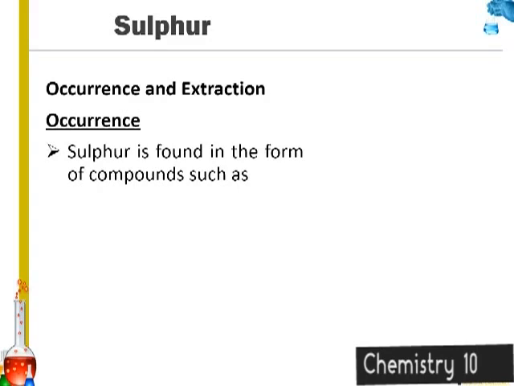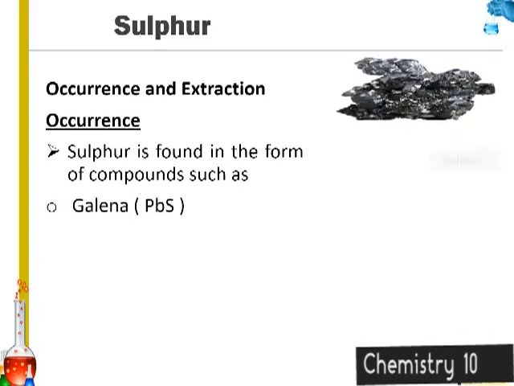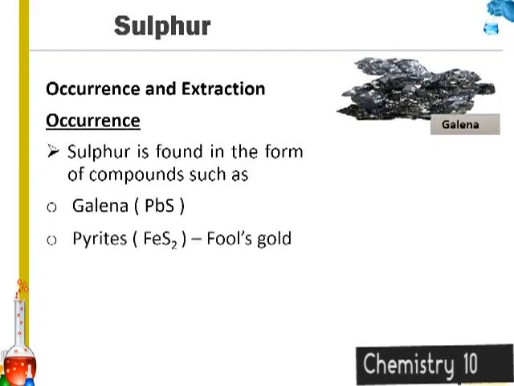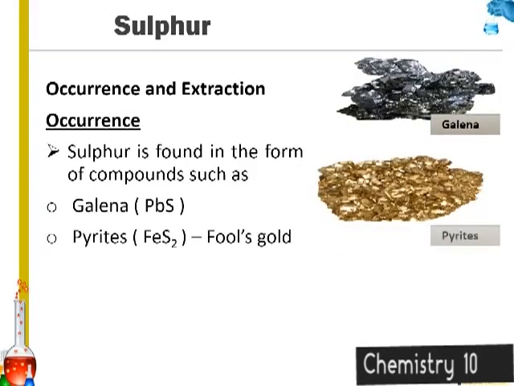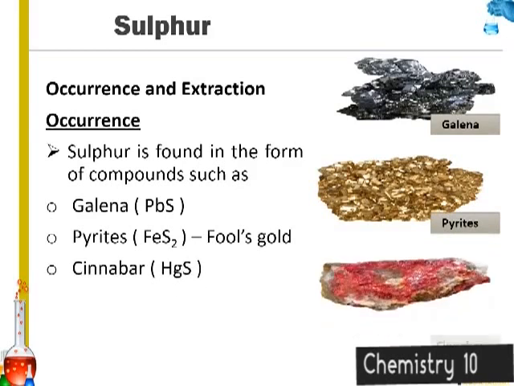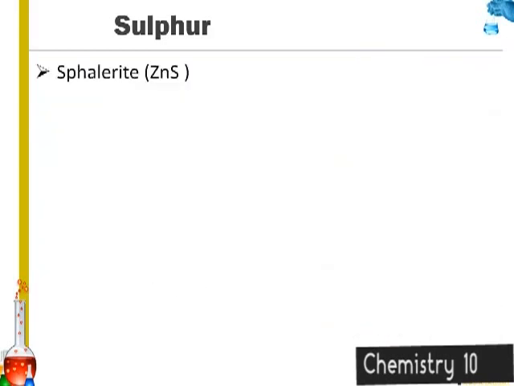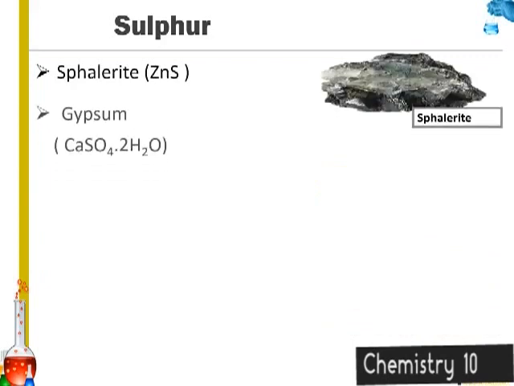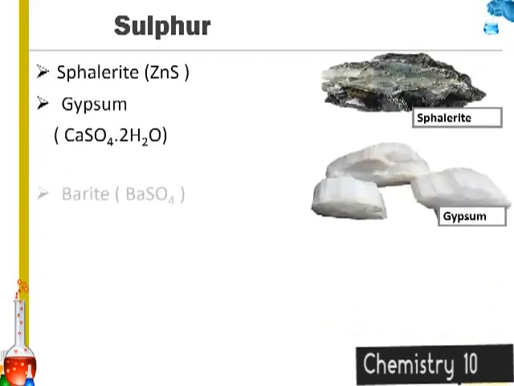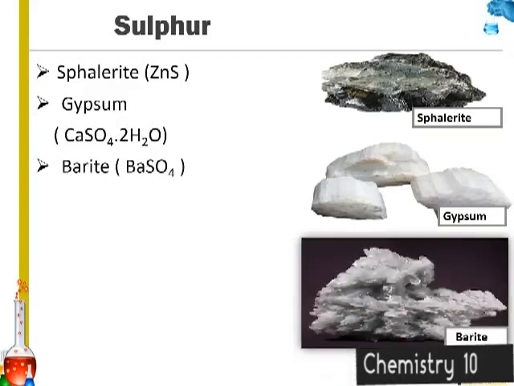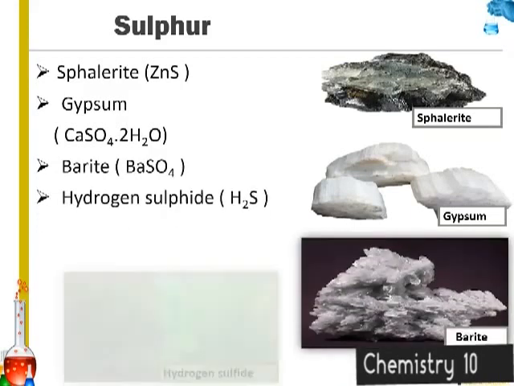Now we will talk about sulfur. Sulfur is found in the form of compounds such as galena, pyrites, cinnabar, sphalerite, gypsum, barite, and hydrogen sulfide.